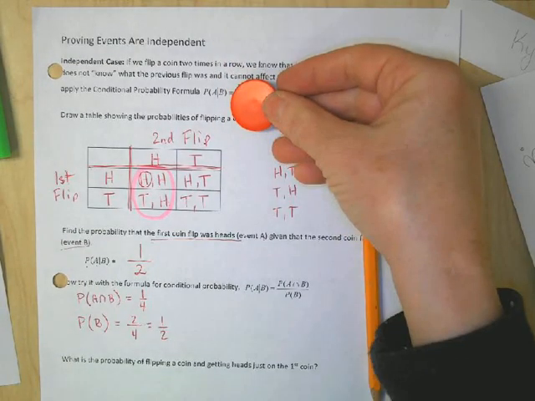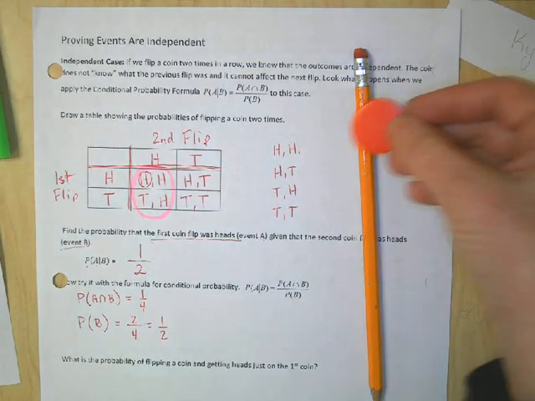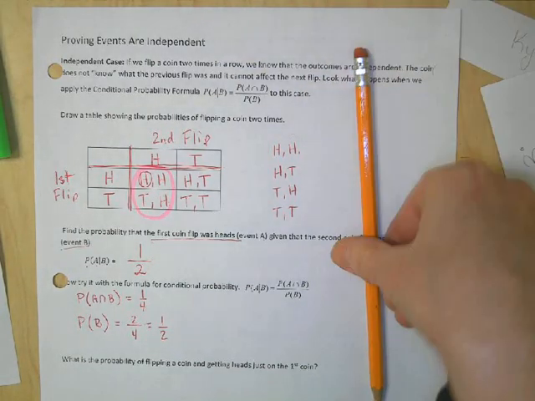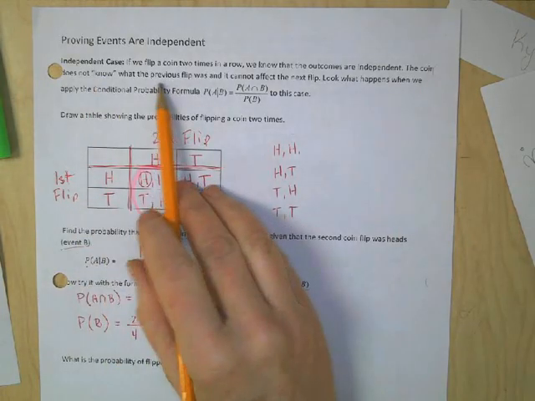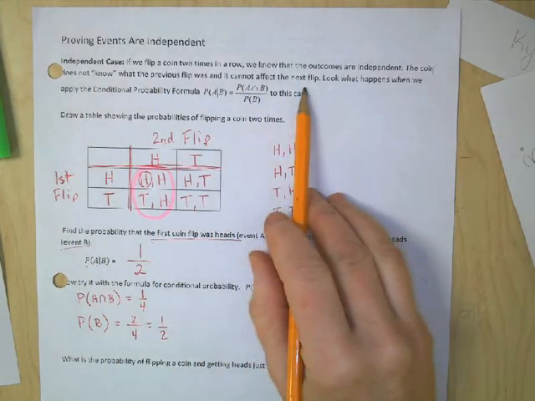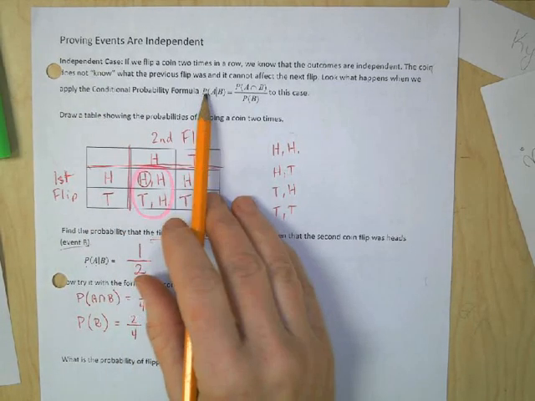Each time I flip a coin, each event is independent of the one that came before. It doesn't care. It doesn't know. It doesn't keep track of it. So the coin does not know what the previous flip was, and it cannot affect the next flip. Look what happens when we apply the conditional probability. We're going to apply the conditional probability.